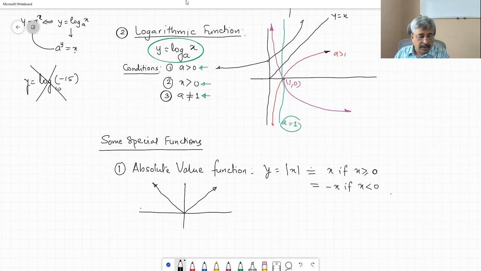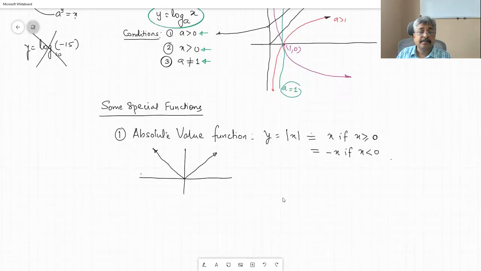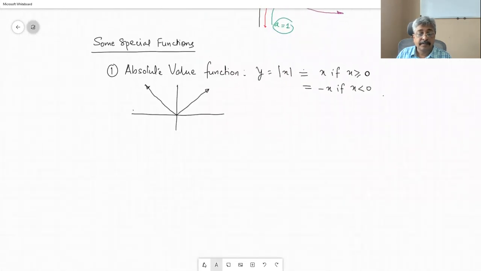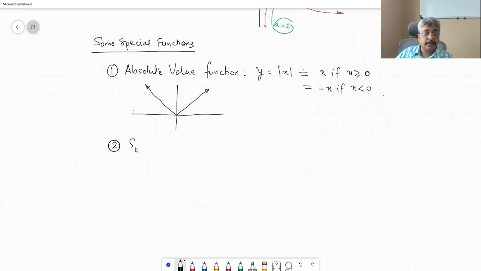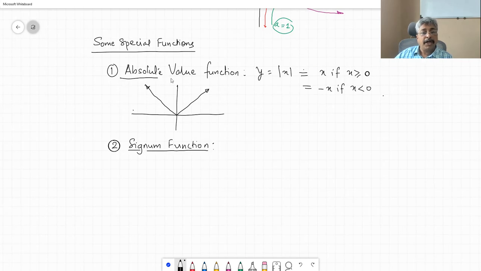Next, the signum function. I remember having taught you these functions in the classroom when you were about to write PRMO.